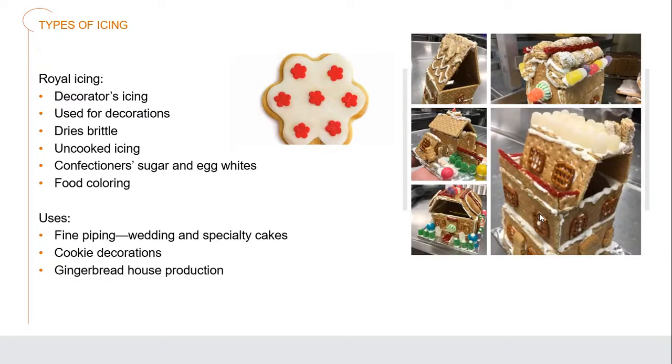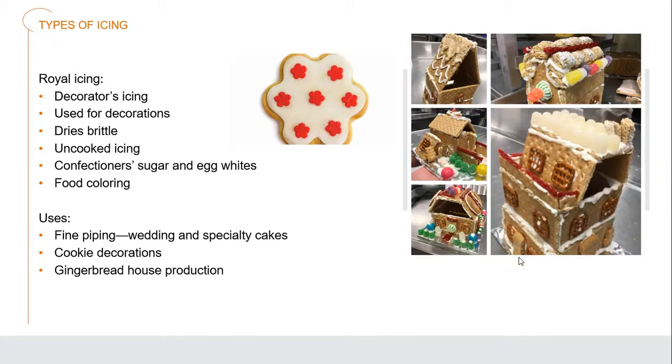So let's look at royal icing. This is something we've used in our kitchen. As you can see on the right hand side here, some great examples of ways that we've used royal icing. This is a decorator's icing. This isn't something you're necessarily going to use to coat a massive cake with, but it's great for adding details and for construction as well.